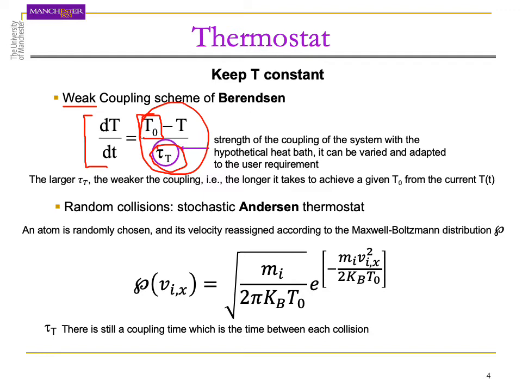That is to say that when tau subscript t is large, we obtain a weaker coupling. Of course, the opposite is true when tau subscript t is a small value. If this quantity is small, then this whole quantity is large. That means that the derivative of the temperature with respect to time is large. That means that we reach the prescribed temperature in smaller intervals of time. That means that the coupling with the heat bath is stronger.